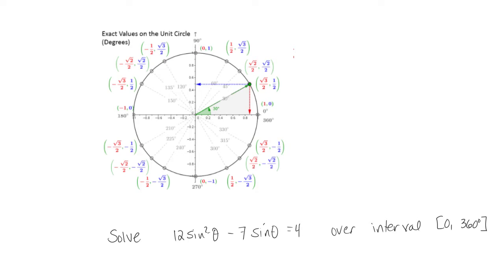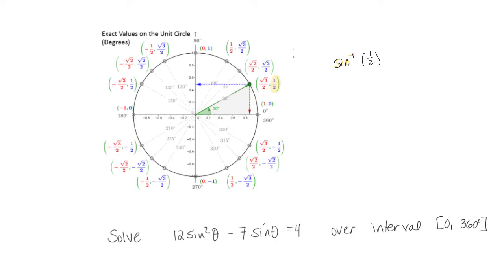In this video, I'm going to help you see how to solve 12 sine squared theta minus 7 sine theta is equal to 4. Before we get started, let me just say a few words about the inverse sine function. So let's say, for example, what would be the inverse sine of 1/2? And what that means is, what's the angle that produces a sine value of 1/2?